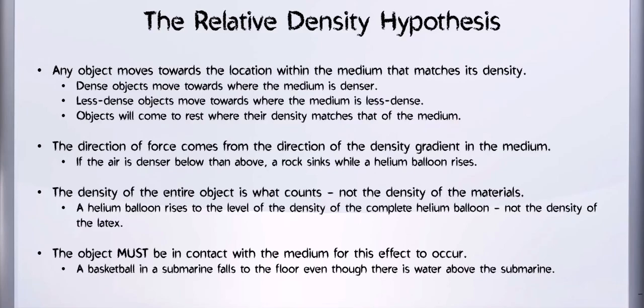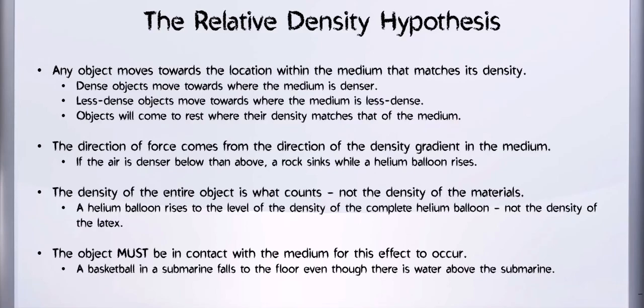Okay. However, that sounds like you're just making it about the gradient. I don't think it's just about the gradient. If there's a gradient, then yes: dense objects will move towards where the medium is denser, less dense objects will move towards where the medium is less dense, and objects will come to rest where their density matches that of the medium. If it can get to its own density, then it will, and that's where it'll stay in equilibrium.